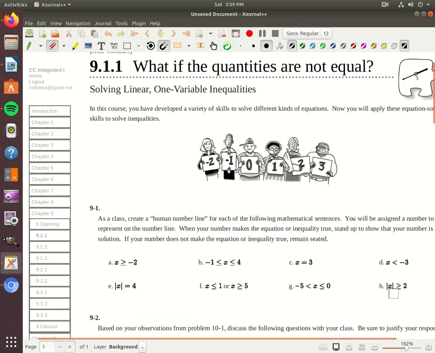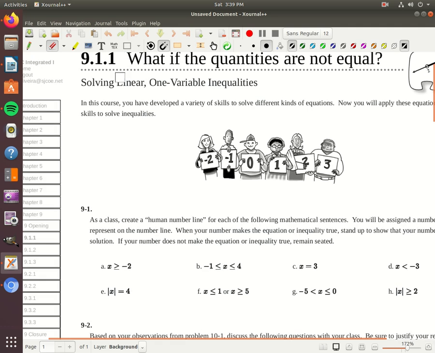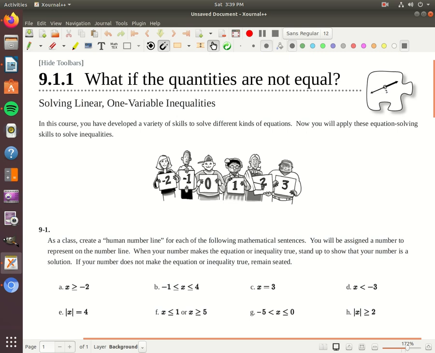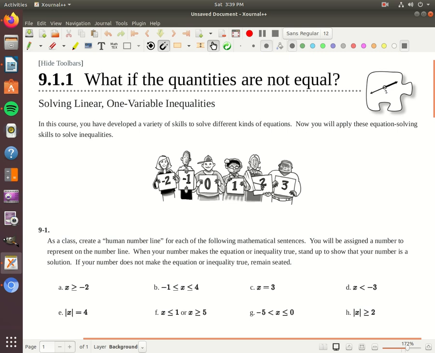section 9.11, now that we've talked a little bit about what it is that we're looking at, and hopefully we can fly through this. So what if the quantities are not equal? Solving linear one variable inequalities, again, big deal. We're talking about lines right now. We're talking about one variable.